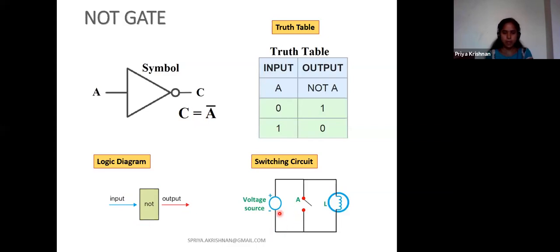And here, see, the switch is connected in parallel to the lamp. So if the switch is open, the circuit is closed here and the lamp will glow. If the switch is closed, the circuit is shorted via the switch A, so the lamp will not glow. So the NOT gate operation is realized by this circuit. You can simply remember it with the help of this circuit.